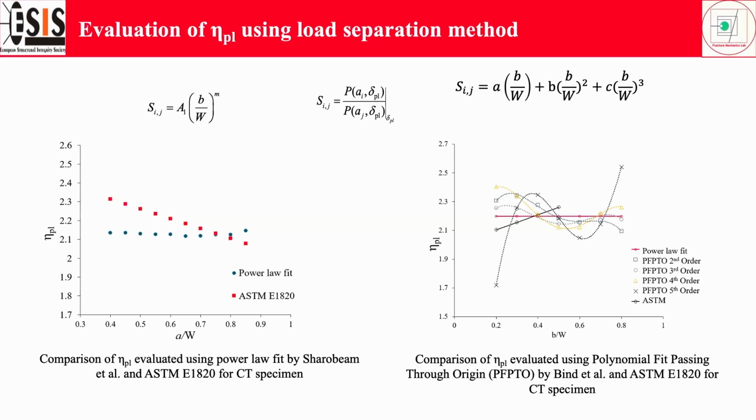But this is the result which I have calculated, and I found that it is not true that in every case this polynomial fit will be in good agreement with the ASTM standard. Here we can see that this is the ASTM standard line, and no other polynomial fit is in good match with it. So we have to develop some other method which can give the value of the eta factor in good agreement with the ASTM standard.